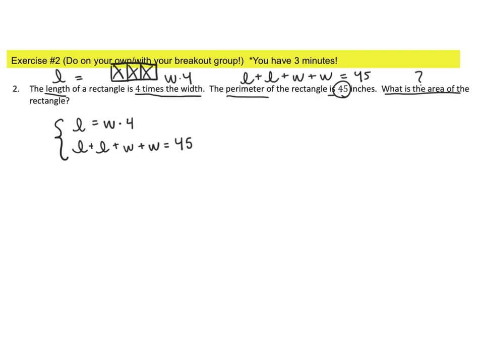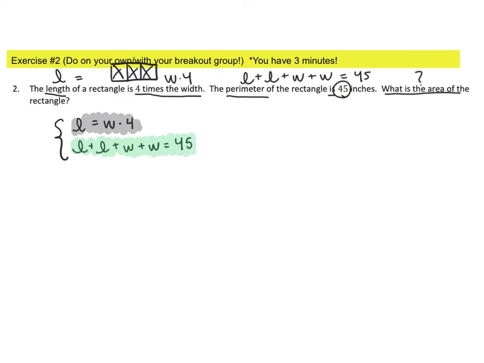So it said the length is 4 times the width. So that's why I wrote this equation up top. The length is 4 times the width. And then it says the perimeter is 45 inches. So perimeter is length plus the width, is 45. So those are my 2 equations.